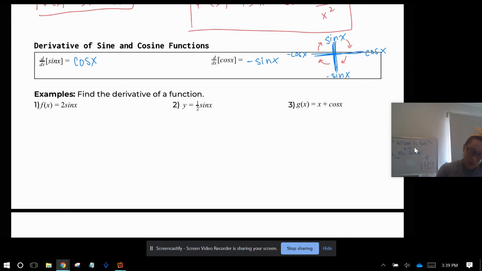Okay. So find the derivative of 2 sine x. So I have a scalar of 2 and then the function of sine x. What is the derivative of sine x? Well, the derivative is cosine. So I'm going to take the derivative, cosine, and multiply by my scalar.